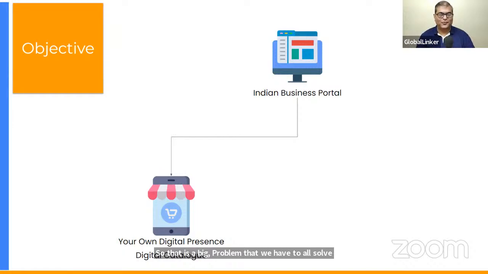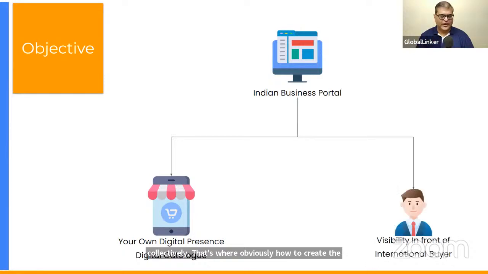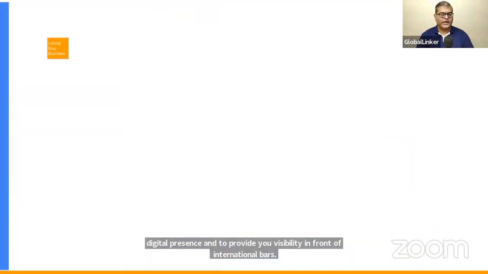That's where obviously you have to create the digital catalog, so your effort is the maximum. And the second point related to that visibility is the second objective of Indian Business Portal, and that is to give you all visibility in front of international buyers. So once you have created the digital catalog, giving that visibility becomes simpler and sustainable as well. So again, what is the objective of Indian Business Portal? To allow you to create your own sustainable digital presence and to provide you visibility in front of international buyers. So that is the objective of Indian Business Portal.